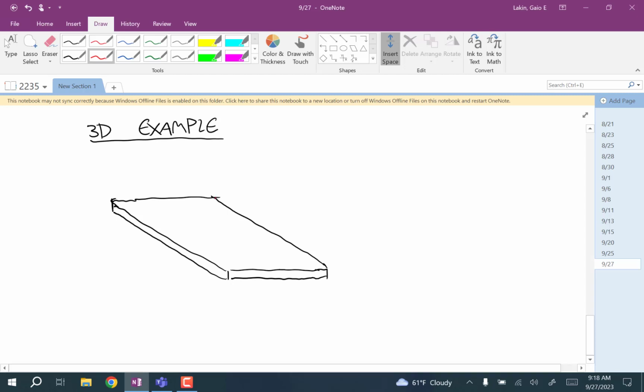And let's put our about point here. And say we have a force acting at the corner straight down. Let's say that's 100 newtons again. And our distances here are 0.3 and 0.6.